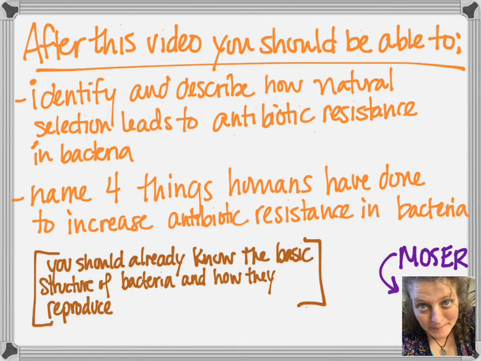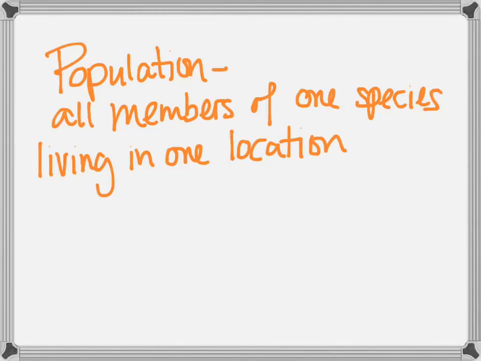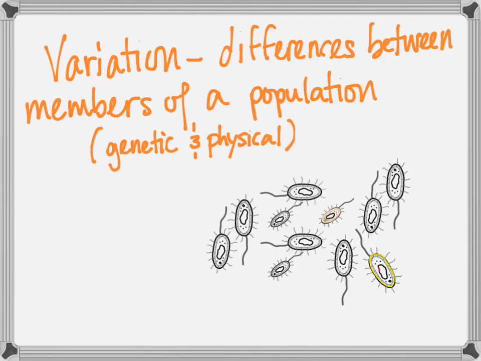And coming into this, you should already know the basic structure of bacteria and a little bit about how they reproduce. Let's get started. So you remember this, our population of bacteria? A population, all the members of one species living in one location. Sure, all one species, but are they all identical? No, there's natural variation in any population. So members of any species will vary a little bit. And those differences are genetic, and those genetic differences can be physical.